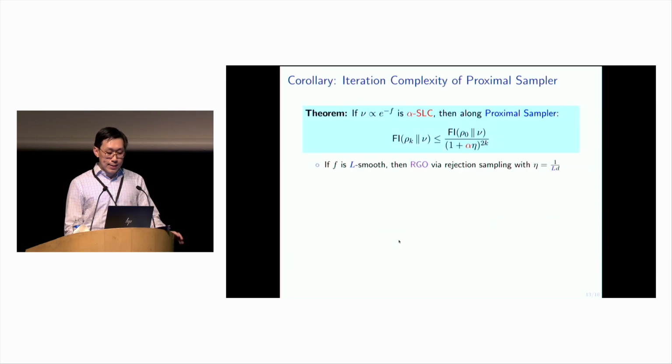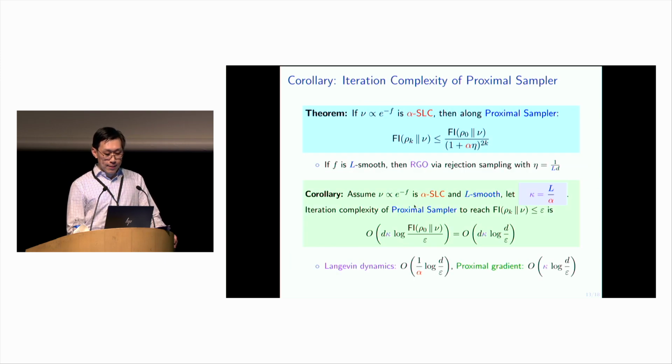And this implies an iteration complexity that if we want to run the proximal sampler to get small epsilon error in Fisher information, the iteration complexity is d times kappa, the condition number, times log 1 over epsilon. And this matches the proximal gradient method for optimization up to this factor of d.